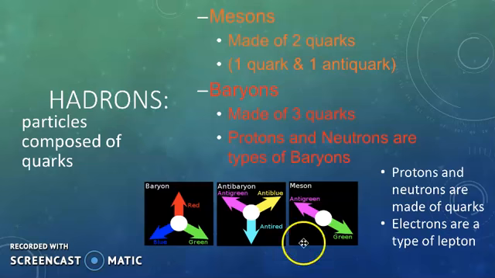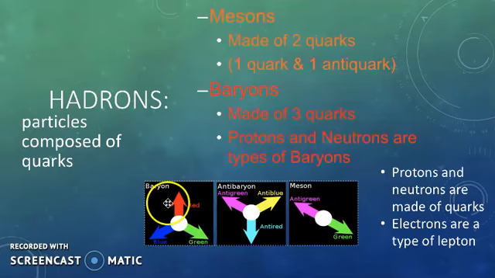So you can see down here we have a meson. They have anti-green and green, so it's just the green and anti-green, the opposite direction. A baryon has 3. They're all quarks or all antiquarks. And then we have an antibaryon where they're all antiquarks. Again, protons and neutrons are made of quarks. They are both baryons. Electrons are a type of lepton. Those are the main things to remember. Gluons are the force that holds the quarks together to make the mesons and baryons.